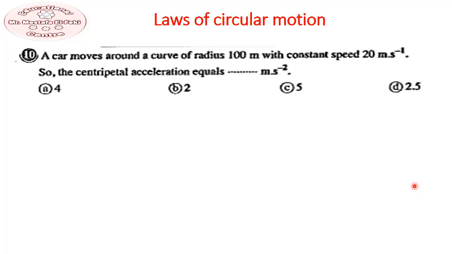A car moves around a curve of radius 100 meters with constant speed 10 meters per second. So the centripetal acceleration, AC, equals V squared over R, equals 10 squared divided by 100, equals 1 meter per second squared.